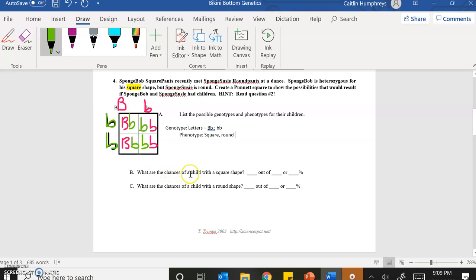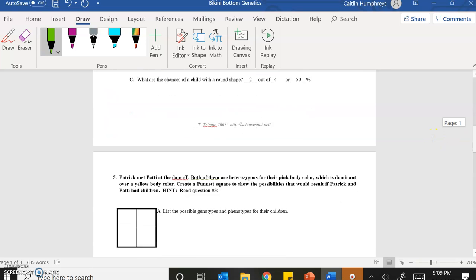Now it asks, what are the chances of a child with a square shape? Well, a square shape requires a capital letter. There are 2 boxes with a capital letter. 2 out of 4 is 50%. Remember, the entire box is worth 100. Each square is worth 25. Well, I don't even have to look at the chart. If it's 2 out of 4, the other half has to go somewhere. So it's 2 out of 4, 50%. And I am done with number 4.